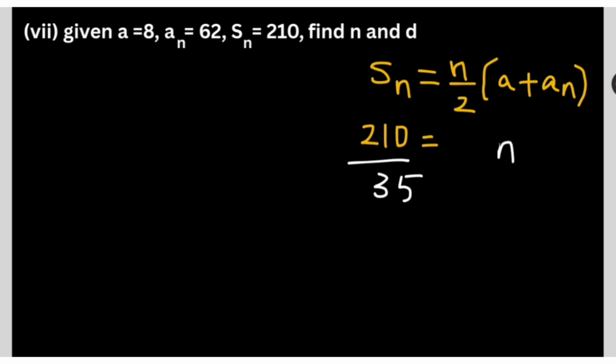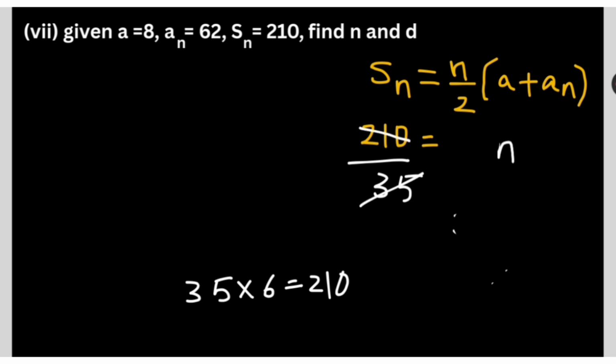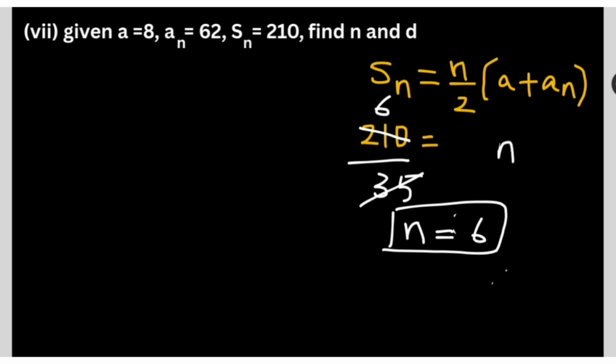On the left hand side, if you divide 210 by 35, 35 times 6 is 210. So we are going to get n as 6. The number of terms is 6. And now we need to find the common difference d.